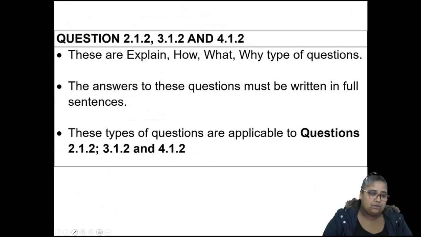Then the second question after that will also be worth 2 marks. However, you'll see that there's a difference in how the marks are allocated. So questions 2.1.2, 3.1.2, and 4.1.2, these questions will be explained. Then also what would be the impact or the effect of something, and why type of questions. The answers to these questions must be written in full sentences. And these types of questions are applicable to the ones I've already mentioned, 2.1.2, 3.1.2, and 4.1.2.